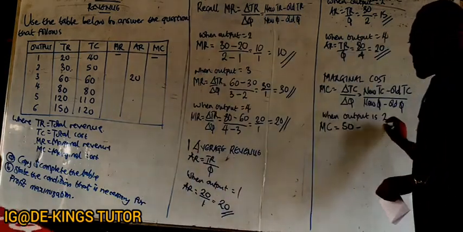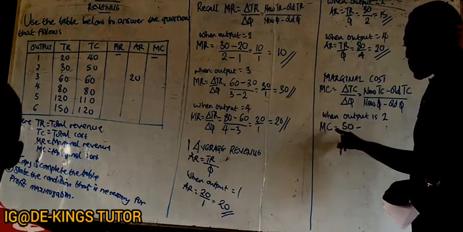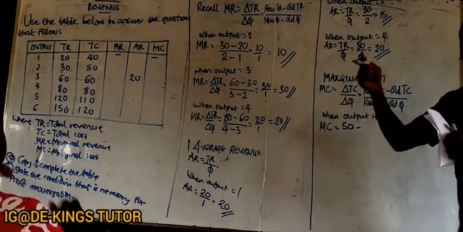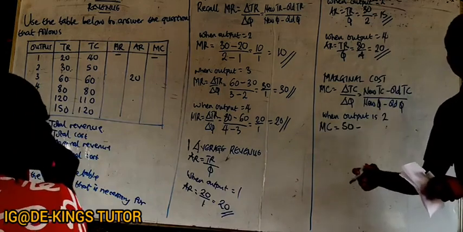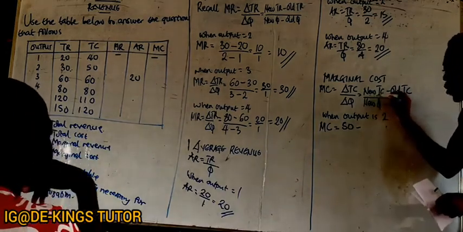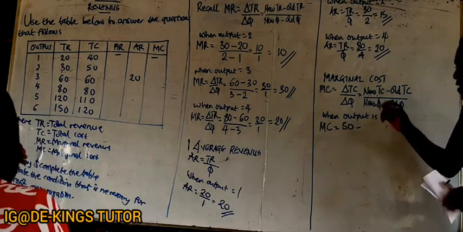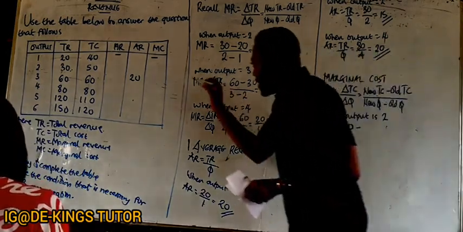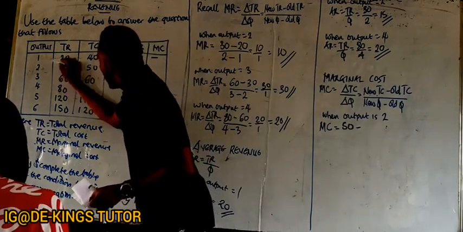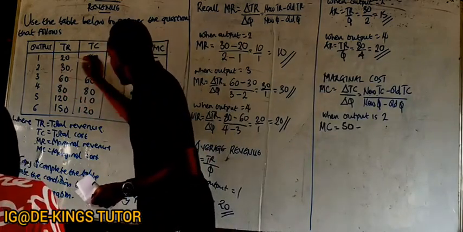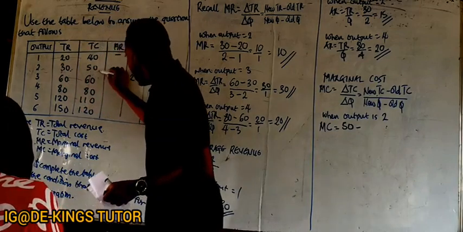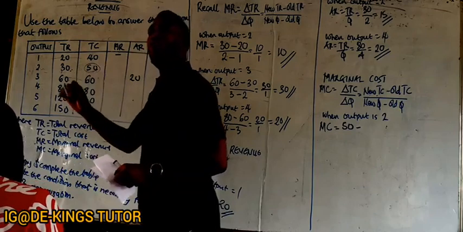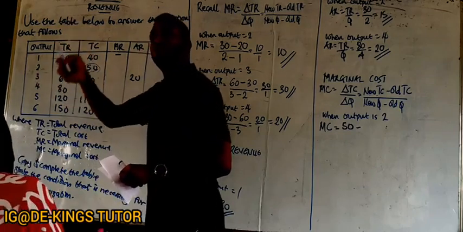When output is 2, we said the marginal cost is the change in total cost. And to get change, we have to know the previous and the current. So the current is the new total cost, the current one we are solving. So when output is 2, you come to the table, and in the column for total cost you check when output is 2. This is the new total cost, which is 50, while the old is the previous that came before the new.